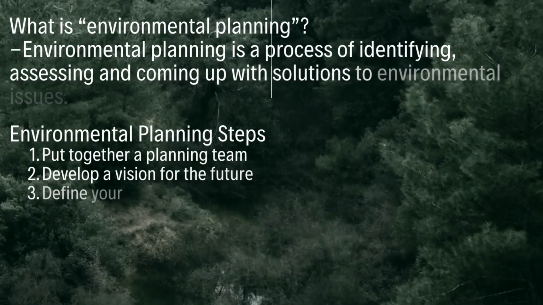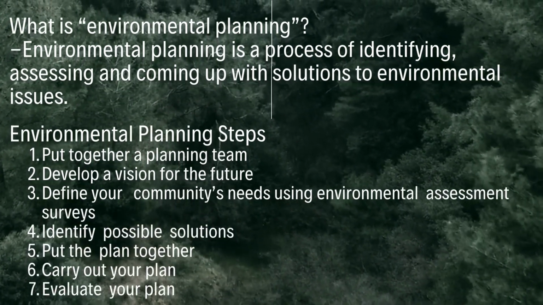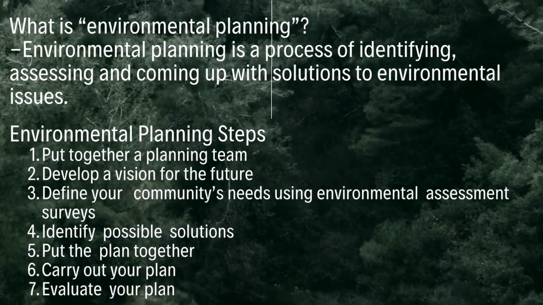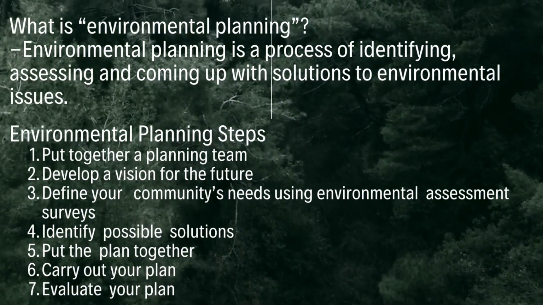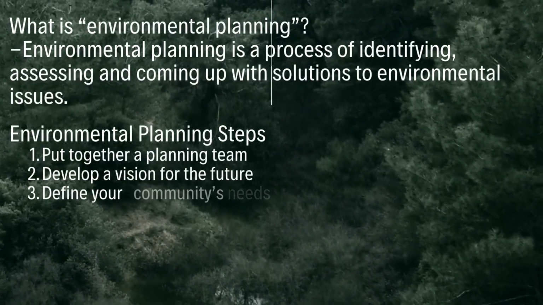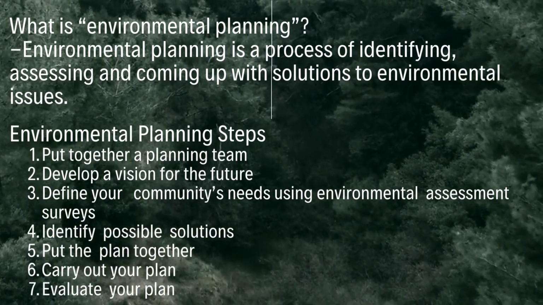What is environmental planning? Environmental planning is a process of identifying, assessing, and coming up with solutions to environmental issues. The goal of environmental planning is to improve the quality of the environment and the health and welfare of people. There are some steps in environmental planning.